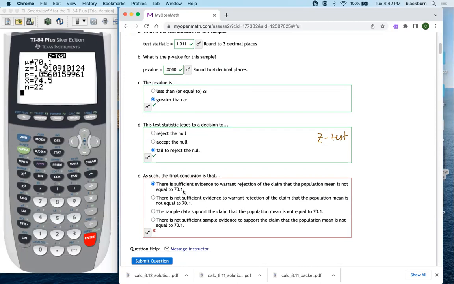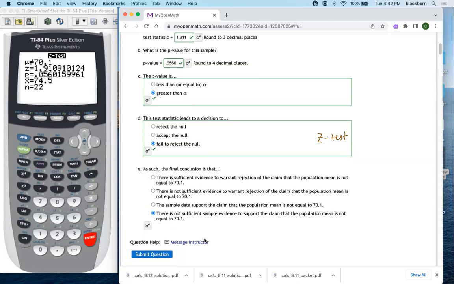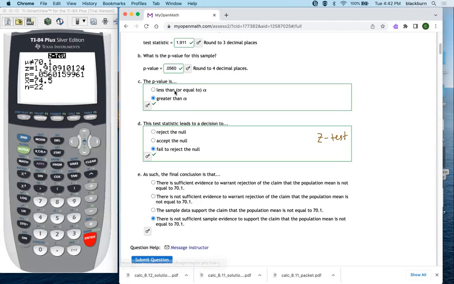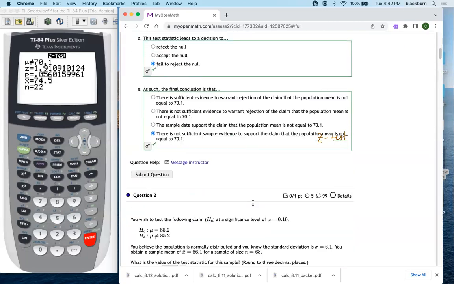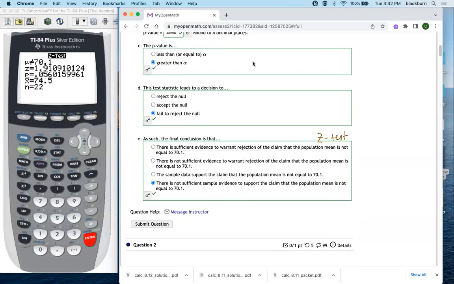Whenever you reject the null, the words are going to start with 'there is sufficient evidence.' So it's going to be this one: there's not sufficient evidence to support the claim that the population mean is not equal to 70.1. If that p-value is really small, then there would be sufficient evidence. If you watch the video, for sure, Wendy's video, these would make much more sense.